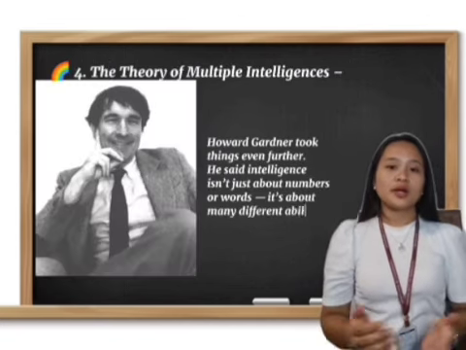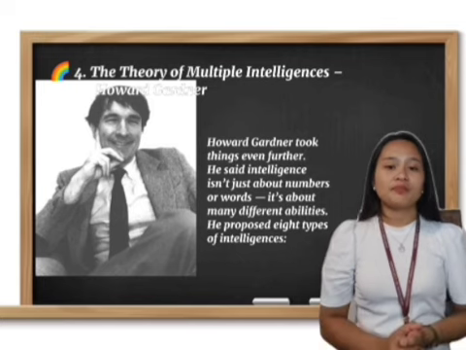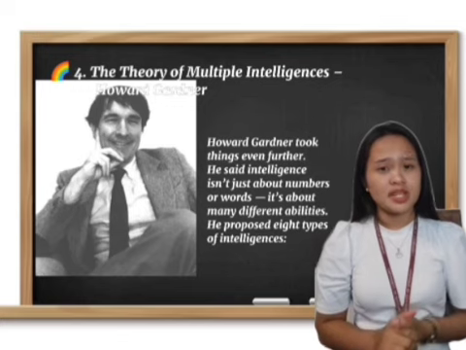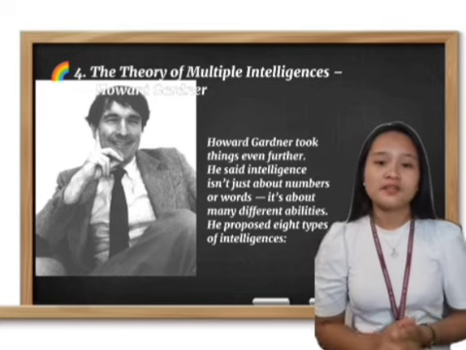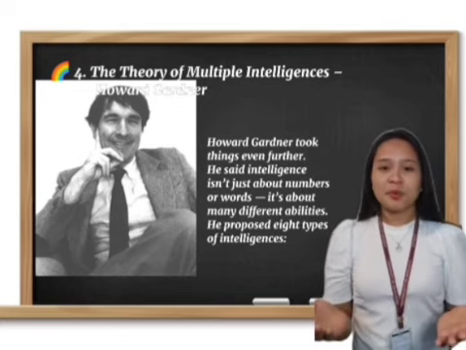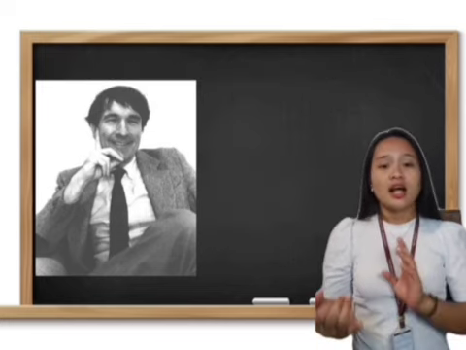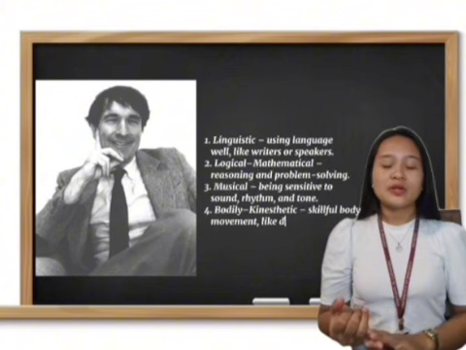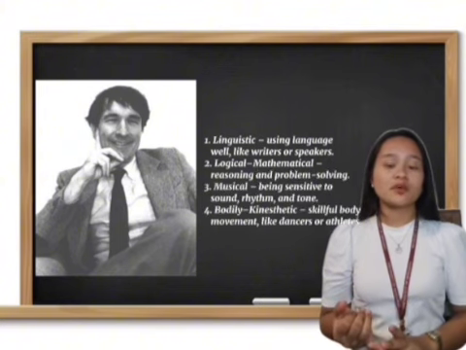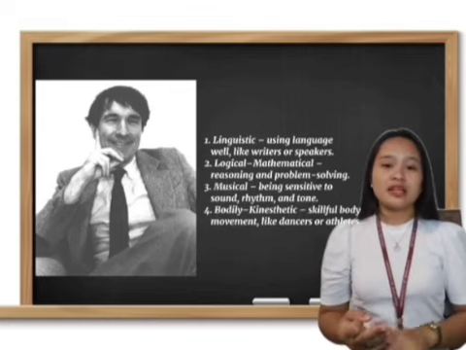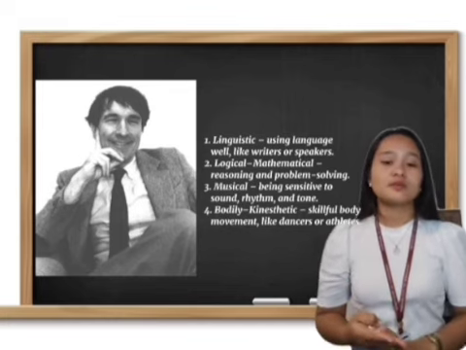Howard Gardner took things even further. He said intelligence is not just about numbers or words. It is about many different abilities. He proposed 8 types of intelligences, such as: Number 1, linguistic, using language well, like writers or speakers. Number 2, logical-mathematical, reasoning and problem solving.